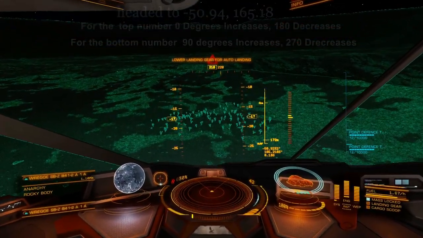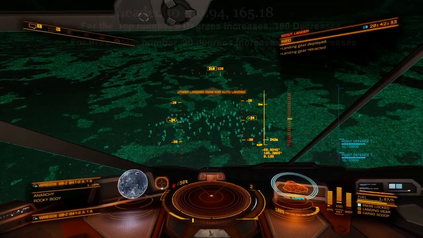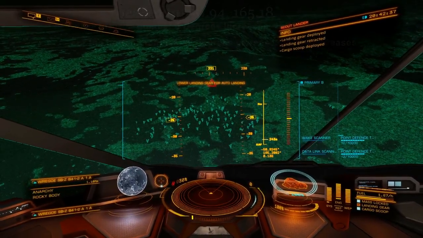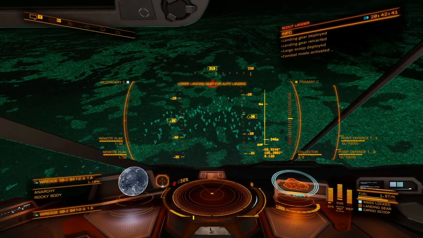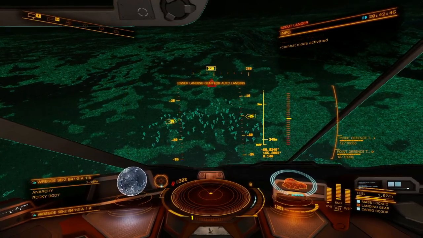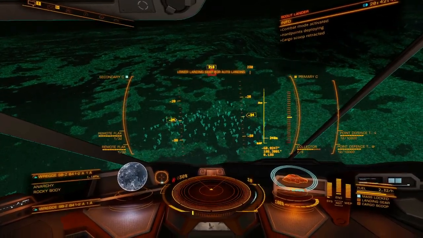Exact coordinates on the planet. I hope that was helpful. Cargo scoop deployed. Now it's a matter of farming. There's two ways that you can do that. Obviously, you can get your SRV, go down and shoot the little brain trees, or you can use a flak scanner, programming limpet drone, and collect the limpets.